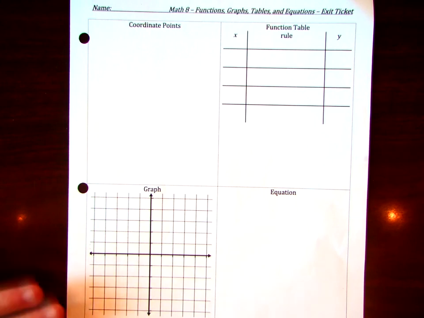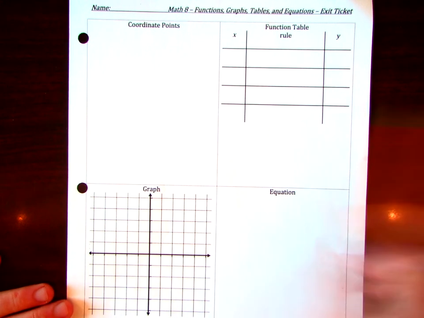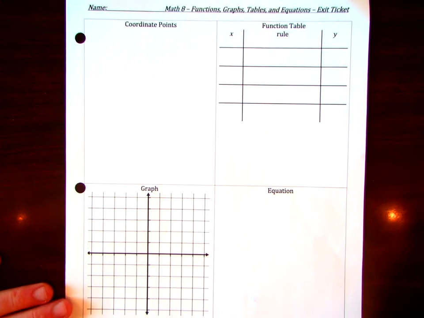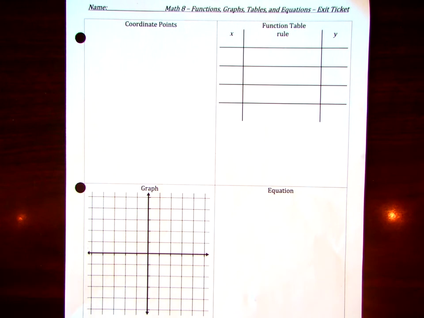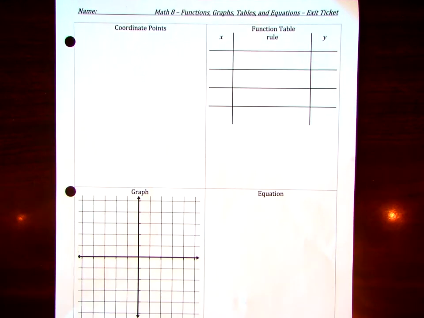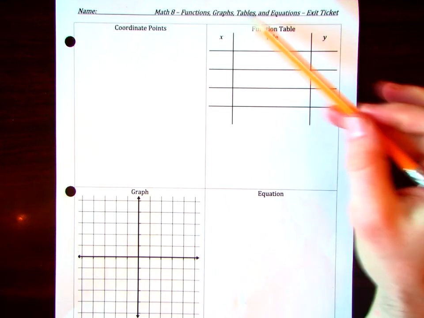What I have in front of me is the functions, graphs, tables, and equations exit ticket. Right now it's blank, but what you're going to see is a lot of these, mainly because you get to have different practice with it, and you'll be able to see different parts of it and different representations of all the same thing.